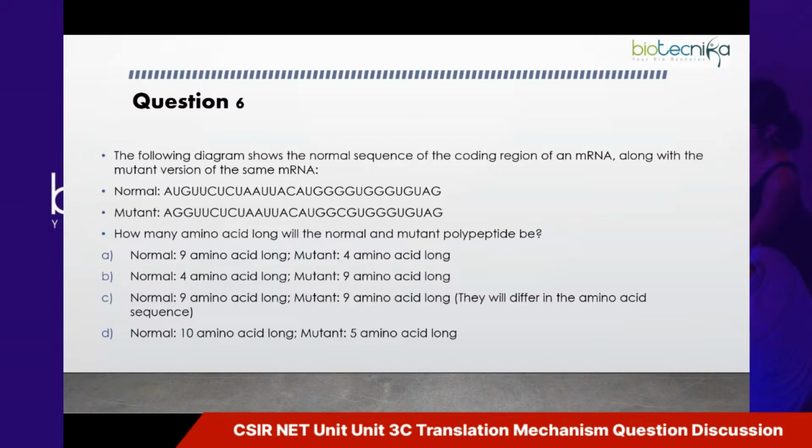That's right, Lisa. So the normal is there and then there is a mutant. How many amino acids long will the normal and the mutant polypeptide be? To do that, you have to have an idea about how translation happens. Translation will always start with the initiation codon, which is AUG. And whenever a stop codon comes, translation will stop. The stop codons are UAA, UGA, and UAG.